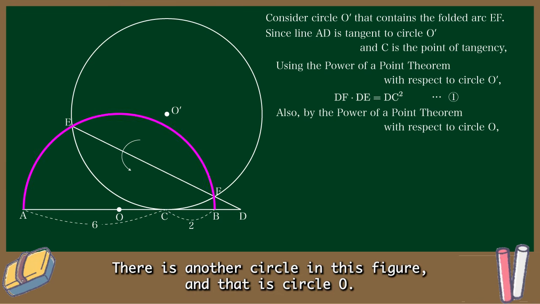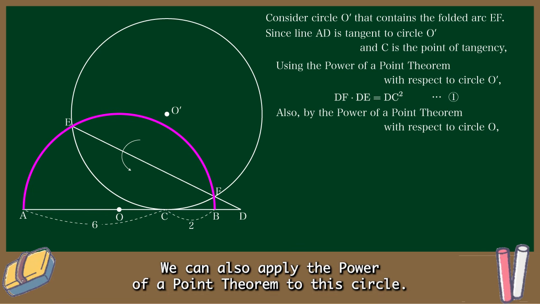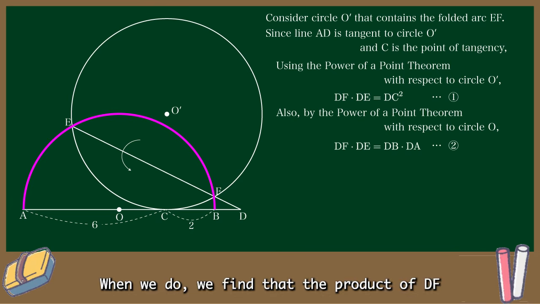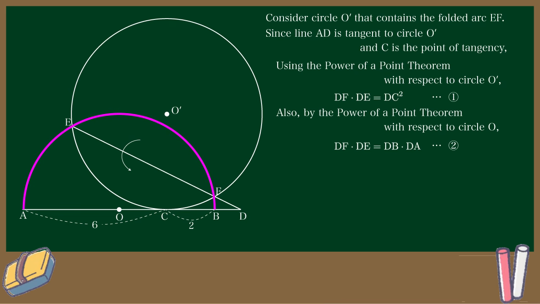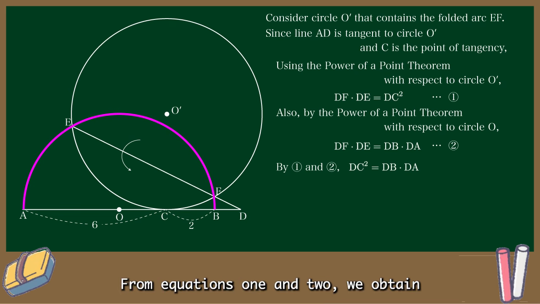There is another circle in this figure, and that is circle O. We can also apply the power of a point theorem to this circle. When we do, we find that the product of DF and DE is equal to the product of DB and DA. Let us call this equation 2. From equations 1 and 2, we obtain that the square of DC equals DB times DA.